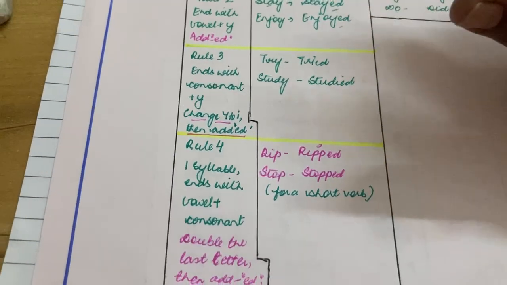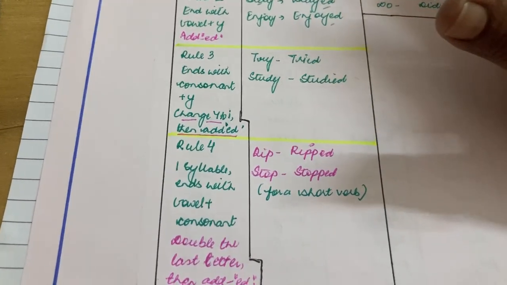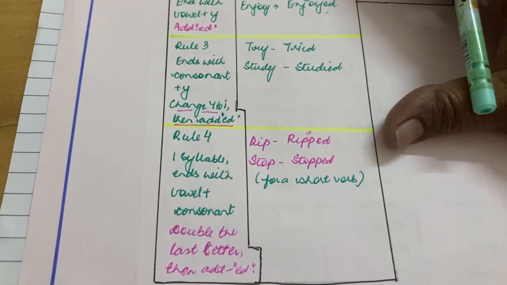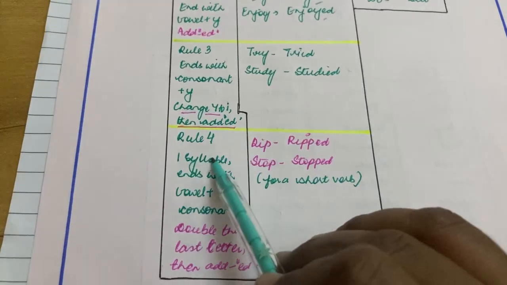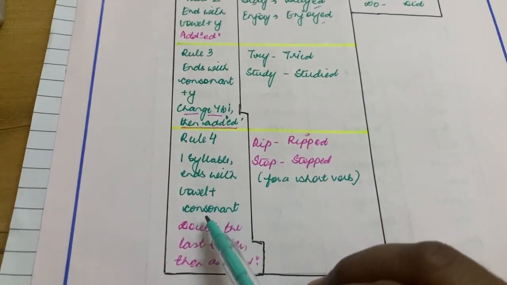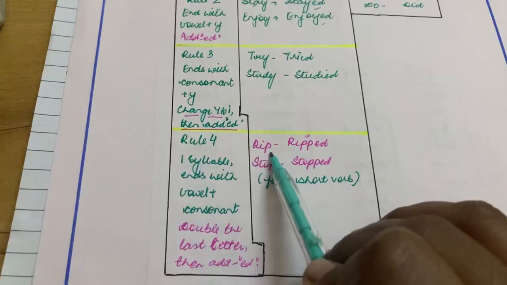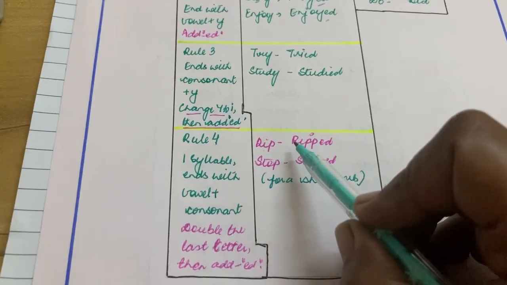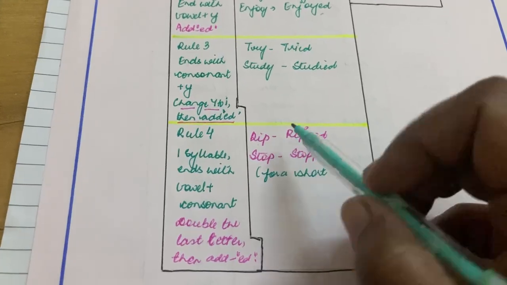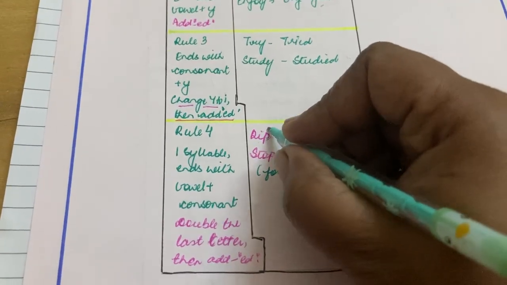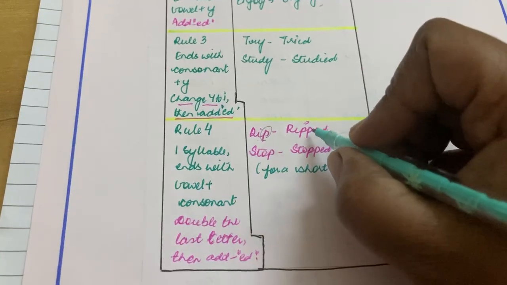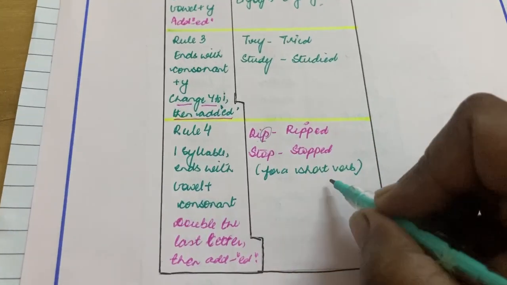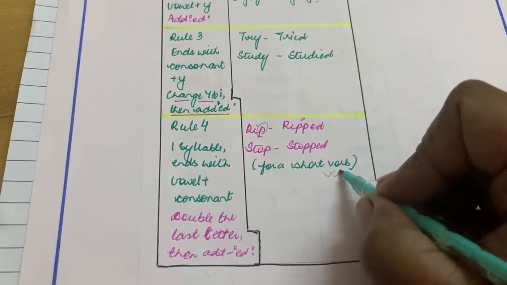Rule 4 is one syllable. And what does one syllable mean? Means the words that end with vowel plus consonant. So, ends with vowel plus consonant. What we will do, we will double the last letter, then add ed. The last letter here is p. So I have repeated p here once again and added ed. So this is applicable for a short verb.